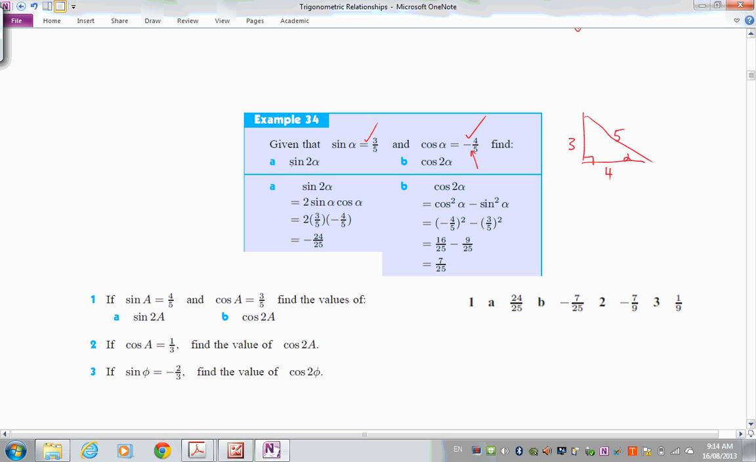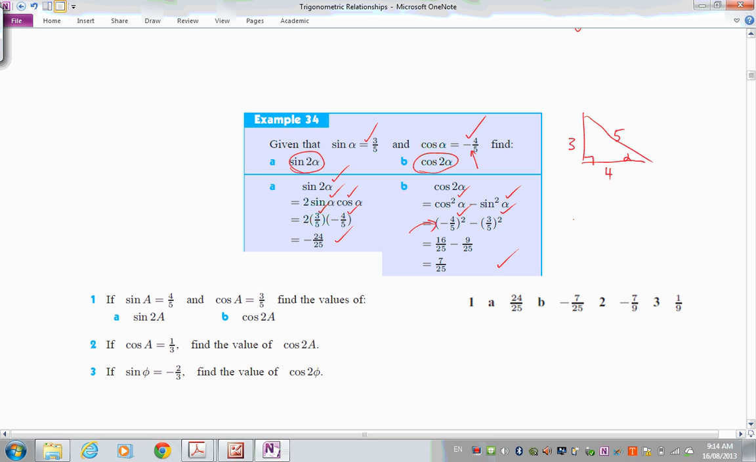Okay, so you could check those out. But what we're going to try and do is find the sine of 2 alpha. So write down the formula, 2 sine alpha cos alpha. Then substitute the values in and we have an answer. Cos 2 alpha. What would you do? Well, probably the top one, cos squared take sine squared, and just put in the numbers they've given us. Just watch here. Negative 4/5 squared is a positive.